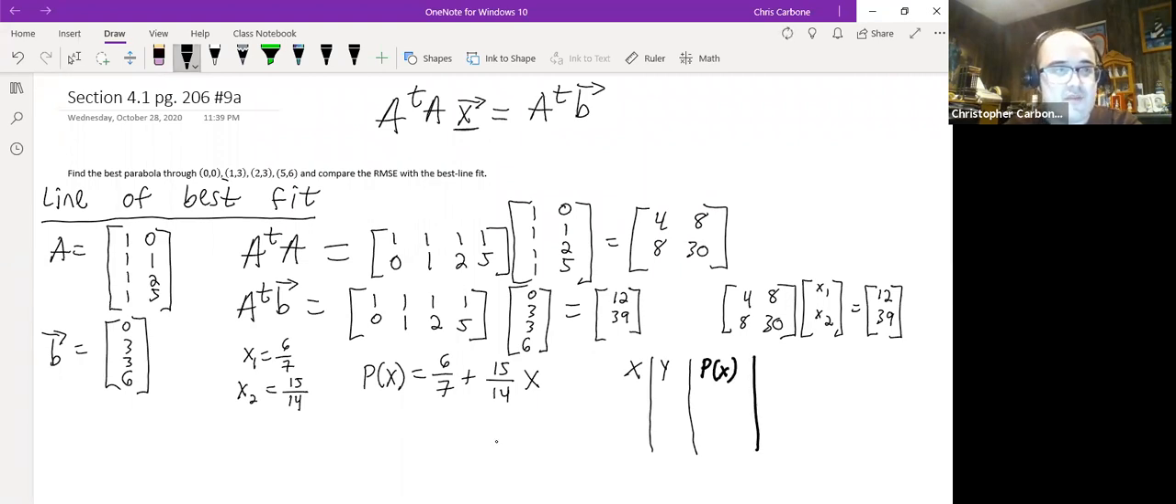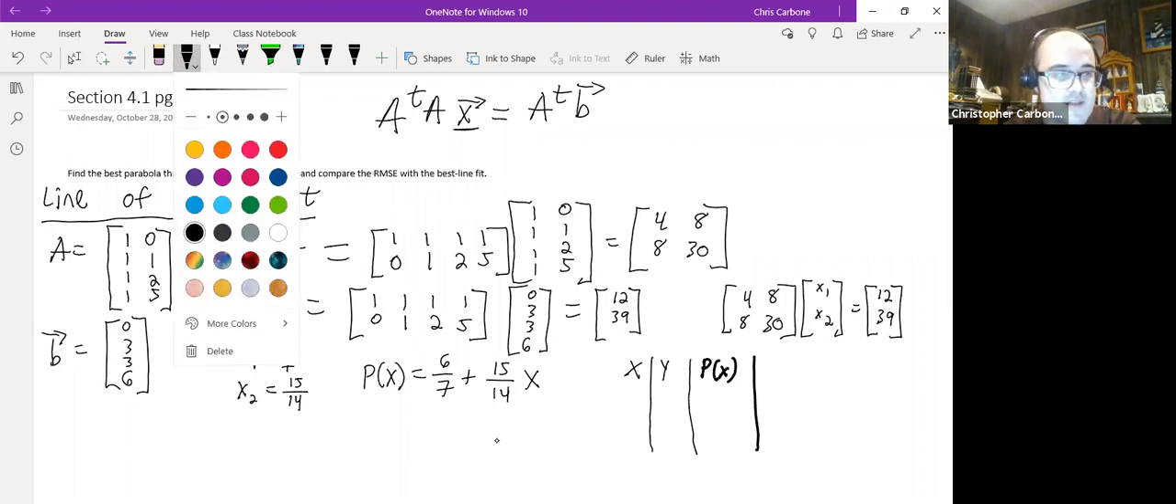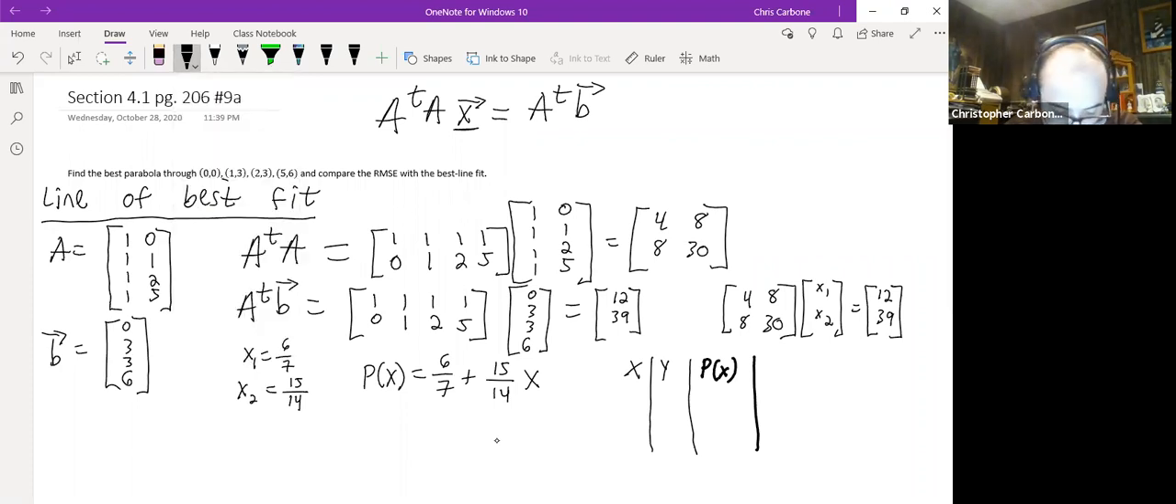And then from that, this is the wrong size. There we go. And then after that, we are going to calculate the error. So these points were (0, 0), (1, 3), (2, 3), and (5, 6).